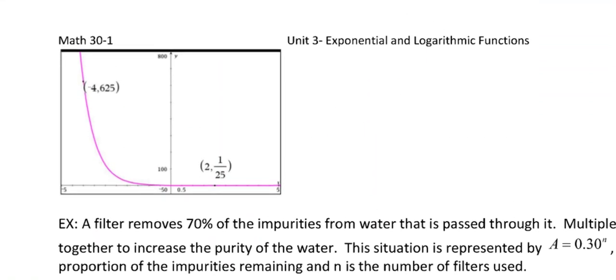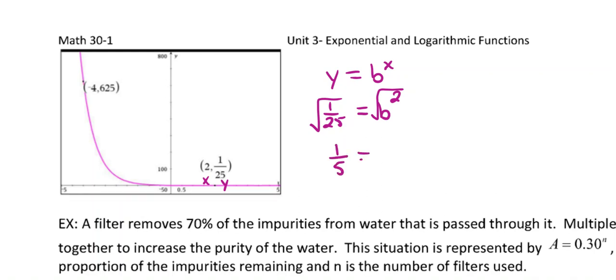All right, so we'll do this one quickly. Same thing. I'm just going to write y is equal to b to the x. We could use either point again, but I like this one better. This would be my x, and that would be my y. So we have 1 over 25 is equal to b to the power of 2. Then we square root both sides. The square root of 1 over 25 is 1 over 5, right? You take the square root of the top and the square root of the bottom. So b is 1 over 5.